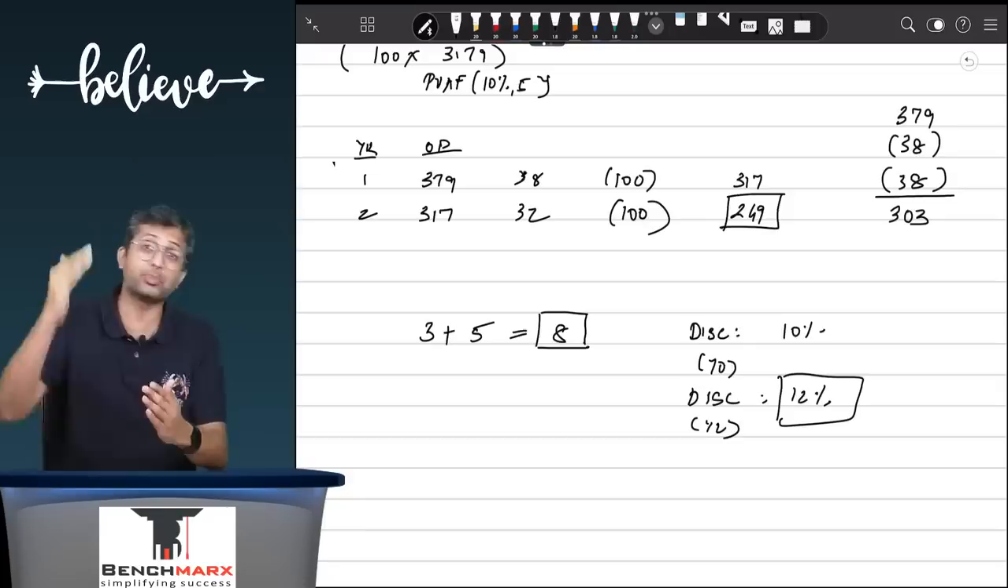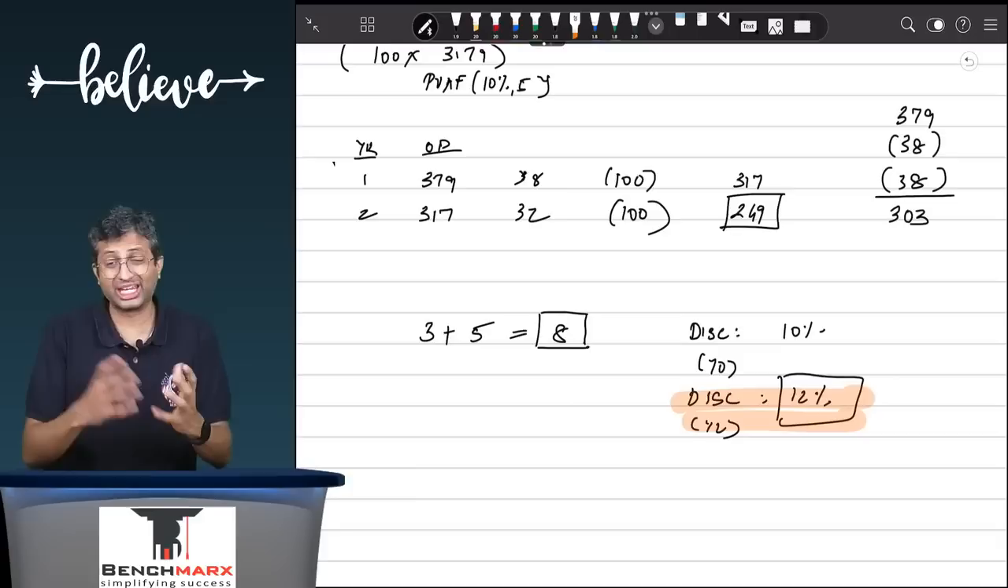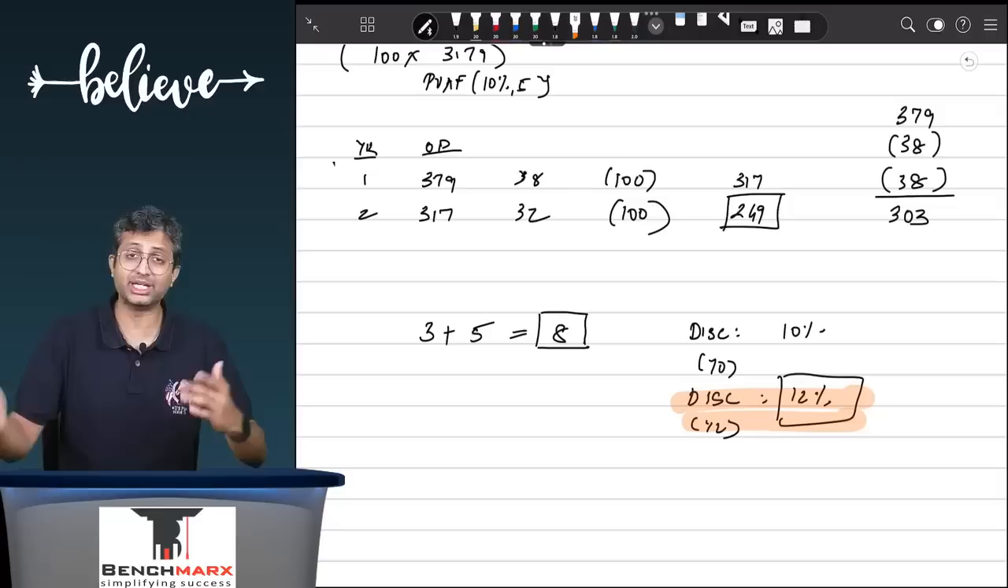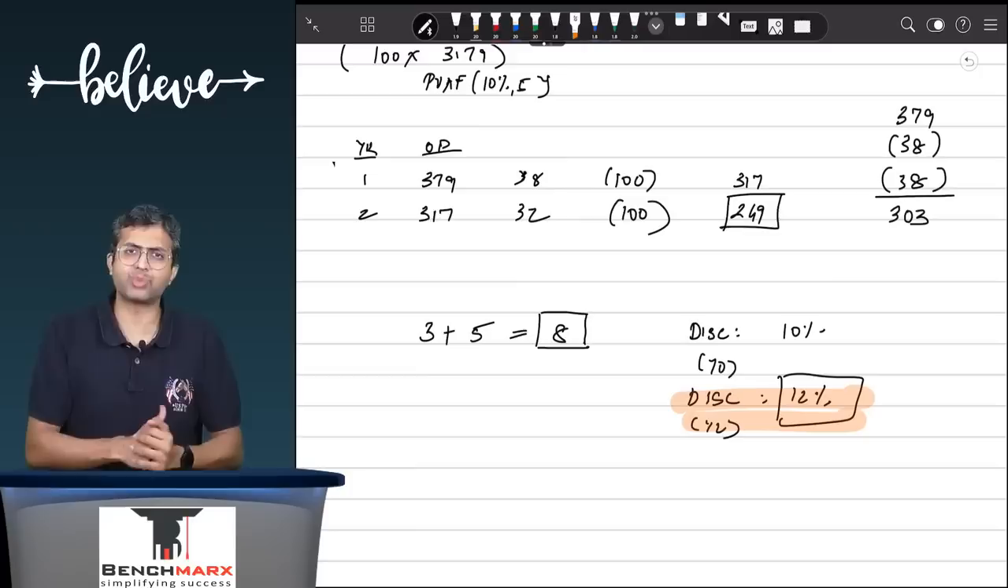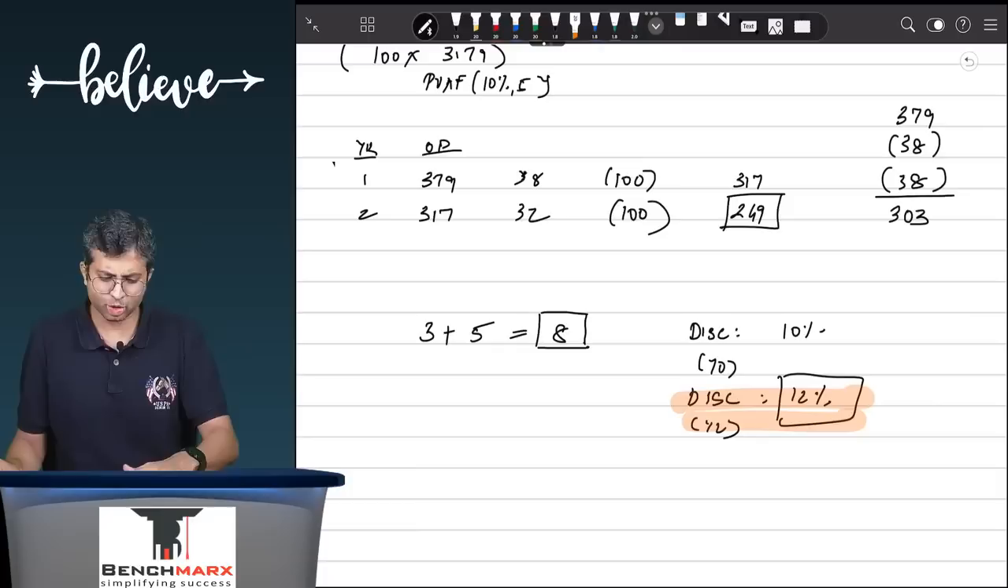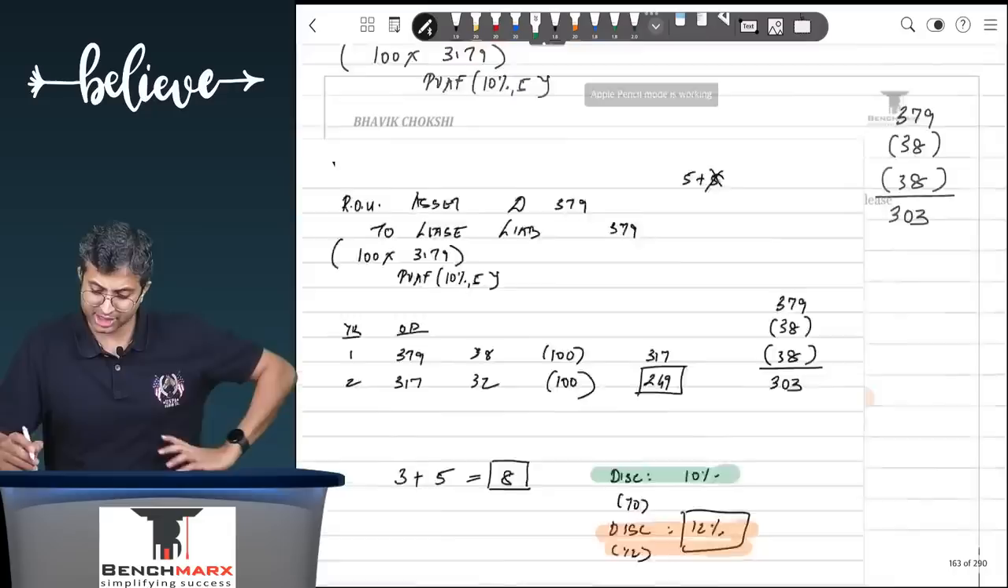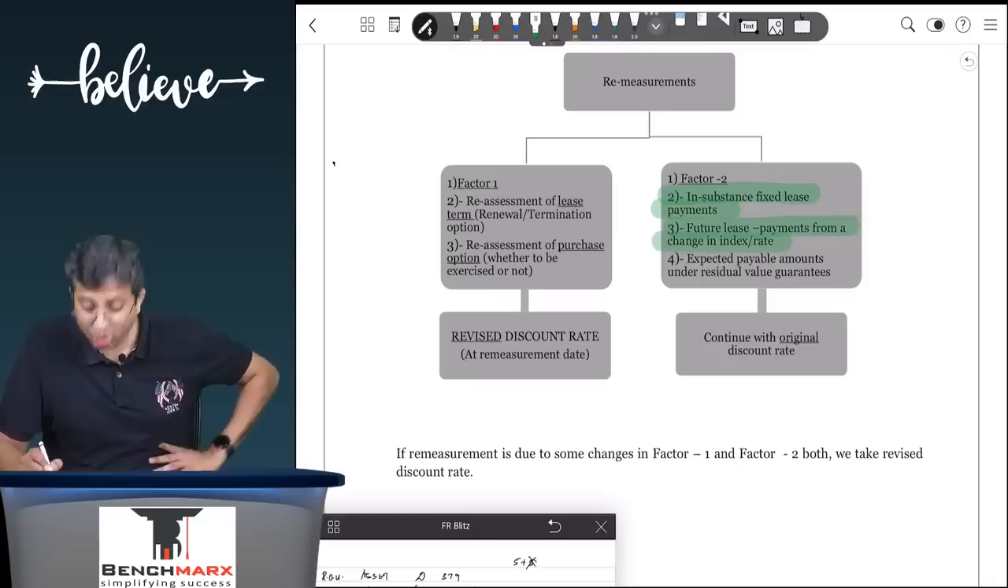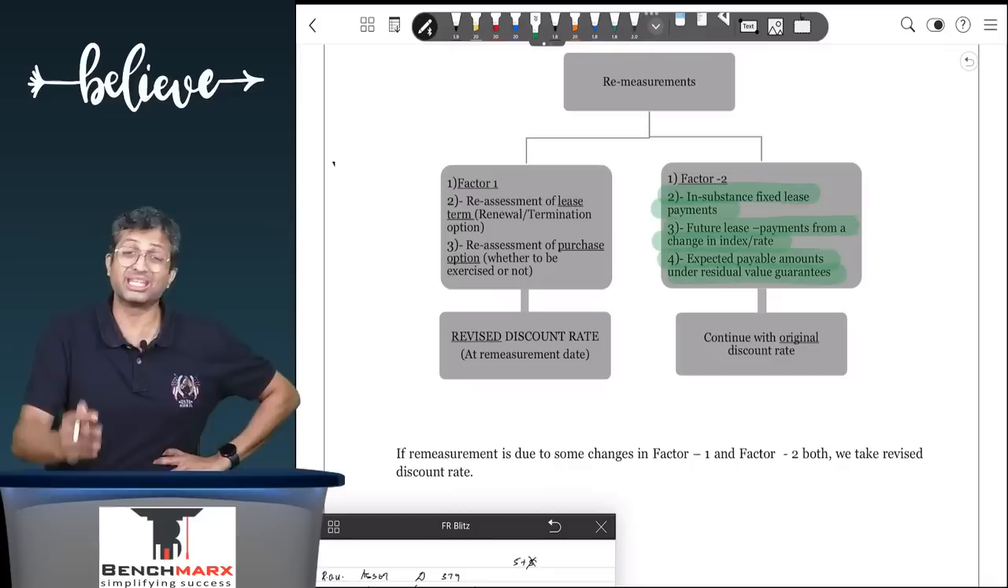However, if there is a change in the lease because LIBOR is reset after every 2 years, that is variable lease payments linked to rate or index, and that index or rate is changed, or there's a change in the lease payment because of certain in-substance fixed lease payments coming, or a change in your estimate of a guaranteed residual value, in which case you will continue with the original lease liability, with the original discount rate. So remeasurements due to in-substance fixed lease payments, future lease payments from a change in rate or index, or expected values under residual value guarantee: in these cases, you will continue with the original discount rate only.